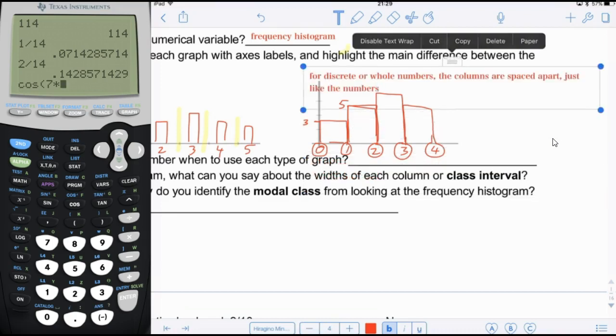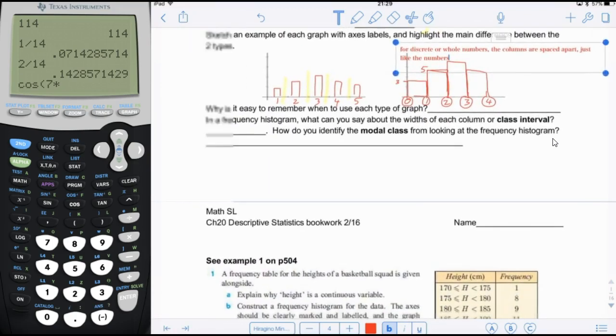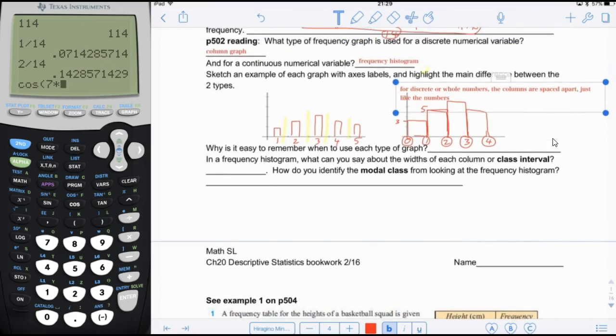Okay. In a frequency histogram, what can you say about the widths of each column or class interval? What they're looking for there is, do you see how each class interval here is 0 to 1, 1 to 2, 2 to 3, 3 to 4. I'm making data ranges to put each possible GPA in, like buckets, and each one of those buckets has an equal width. So I say it's equal.